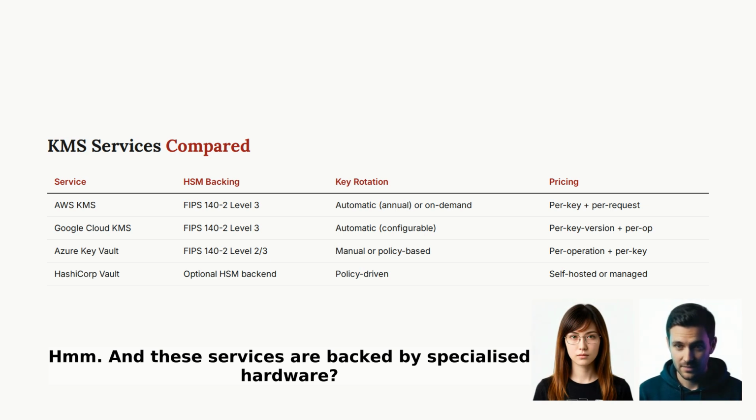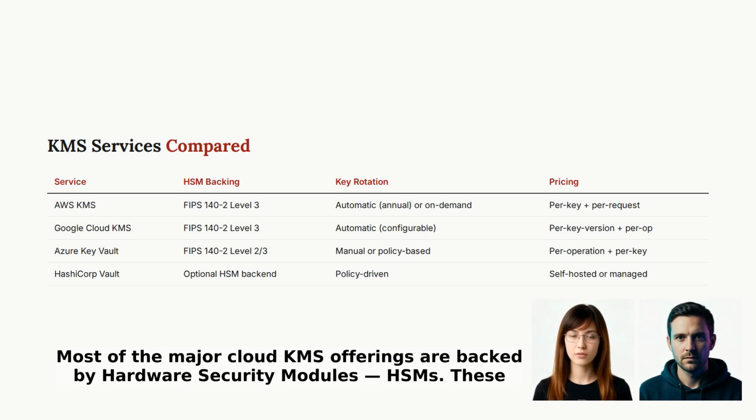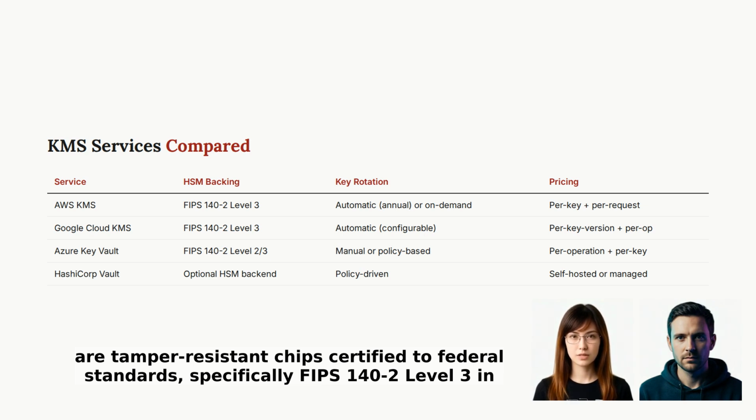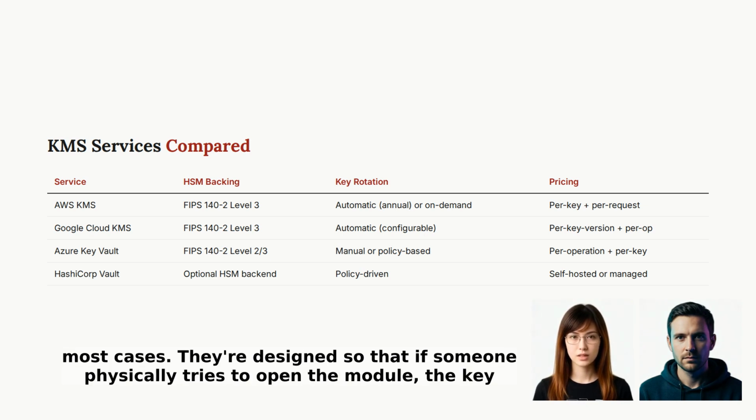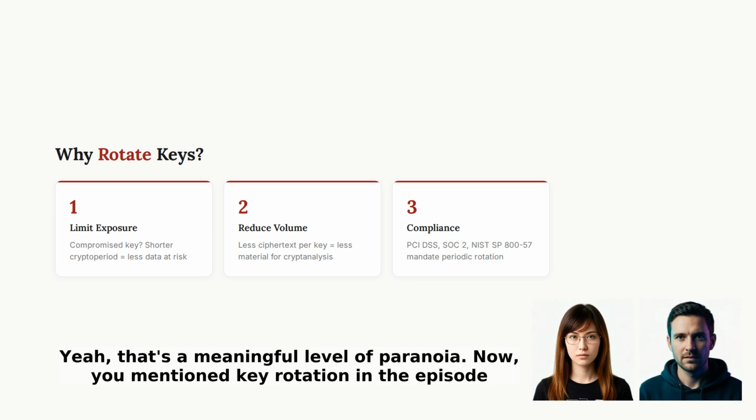And these services are backed by specialized hardware. Most of the major cloud KMS offerings are backed by hardware security modules, HSMs. These are tamper-resistant chips certified to federal standards, specifically FIPS 140-2 Level 3 in most cases. They're designed so that if someone physically tries to open the module, the key material self-destructs. You're not trusting software alone. You're trusting purpose-built hardware. Yeah, that's a meaningful level of paranoia.